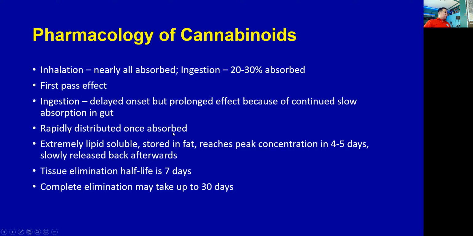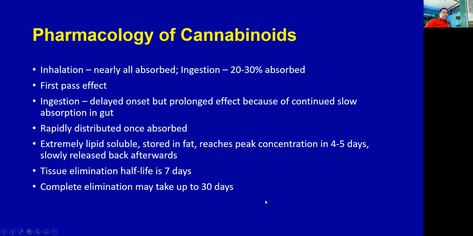Once absorbed, it is rapidly distributed, extremely lipid soluble, stored in fat, and reaches peak concentration in 4 to 5 days and is slowly released backwards. So if you're fat and you ingest edibles, mas matagal mag-linger yung effect, kasi may store sa inyong fat and then slowly released. Tissue elimination half-life is 7 days. Complete elimination may take up to 30 days.